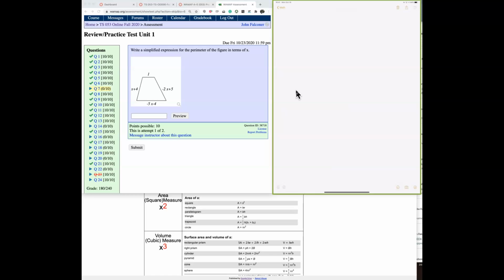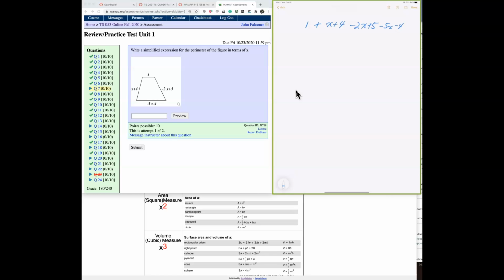So we've got a trapezoid. One side is 1, and we're getting the perimeter. And another side is x plus 4. And another side is negative 2x plus 5. Oops. My goodness, all these technical things. Negative 2x plus 5. Make sure I don't write this wrong. And then negative 5x minus 4. Okay.